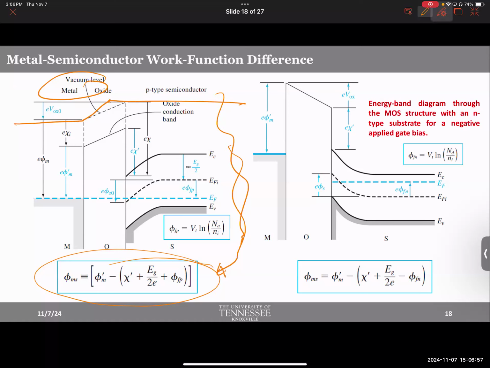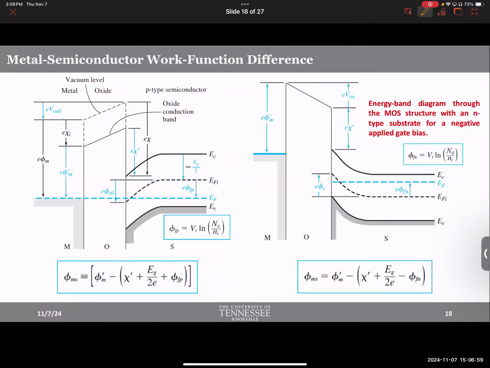Okay. You can forget about it if you want to. I'm giving you the license to do so. But please remember that this is how it comes. It's not a random equation that just comes out of the sky. Okay. This equation gives you the metal semiconductor work function difference. Why should we care about it? That's the most important question that you should remember.